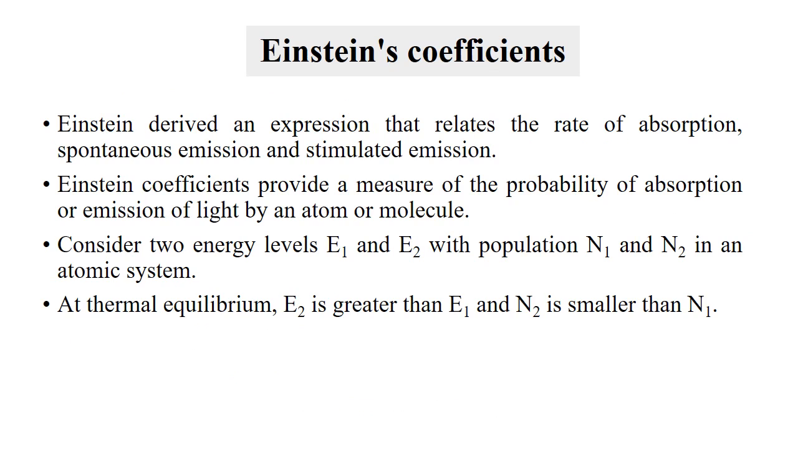Now let us see what Einstein's coefficients are. Einstein derived an expression that relates the rate of absorption, spontaneous emission and stimulated emission. Einstein coefficients provide a measure of the probability of absorption or emission of light by an atom or molecule. Consider two energy levels E1 and E2 with populations N1 and N2 in an atomic system. At thermal equilibrium, E2 is greater than E1 and N2 is smaller than N1.